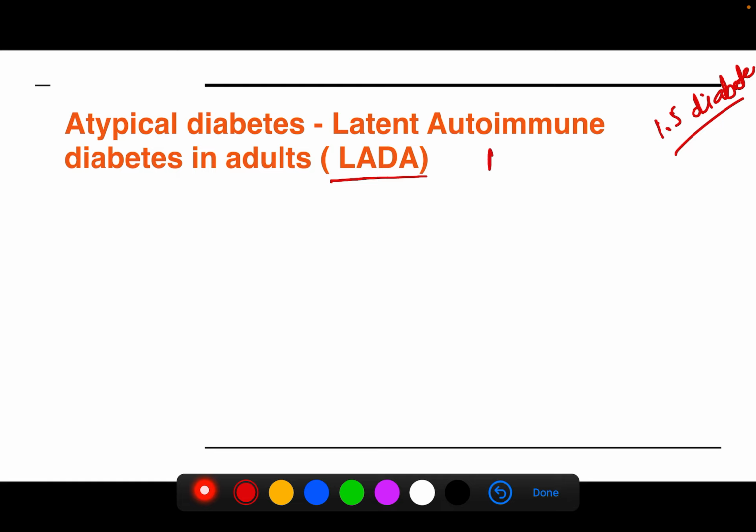So this is antibody positive in elderly. This is LADA. Ketosis prone diabetes will be dealt with separately in a different video. Here I'll be discussing only LADA.